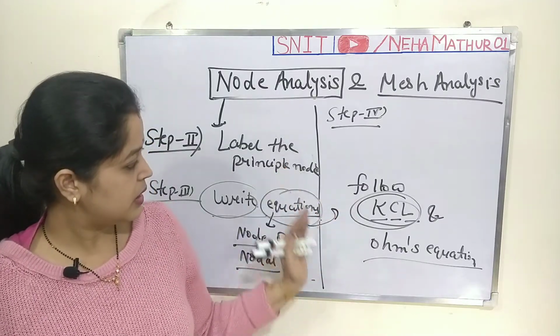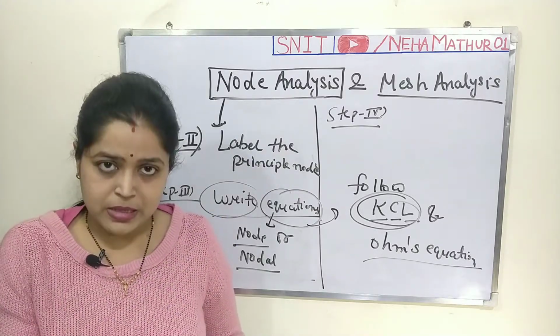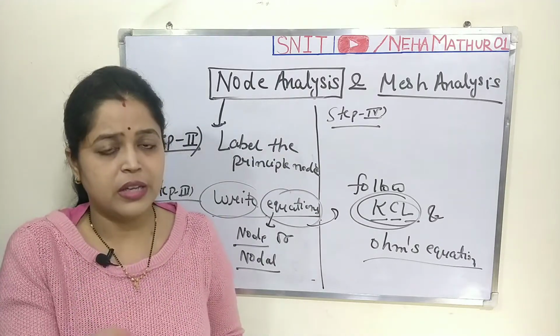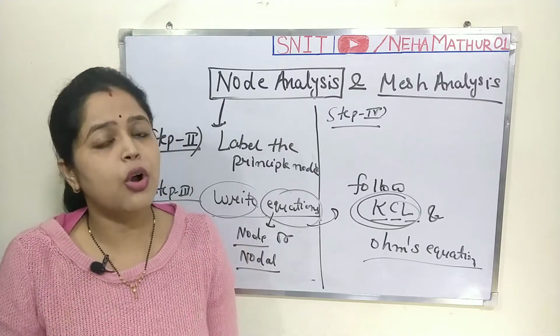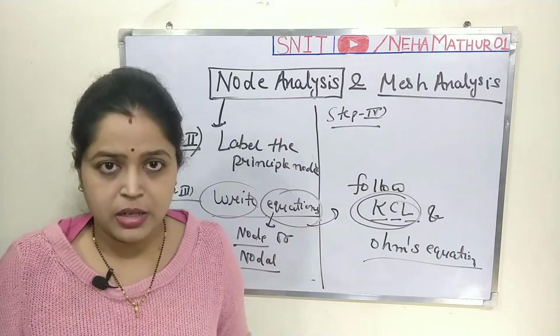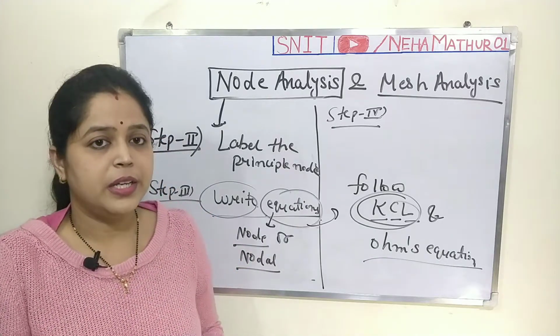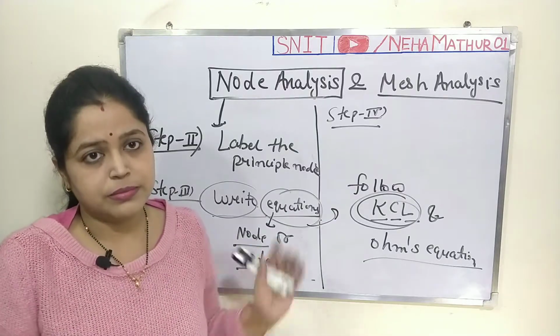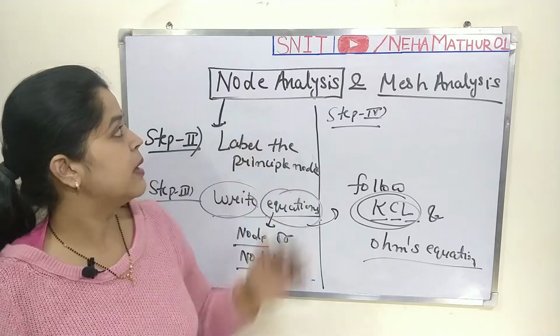So after these 4 steps, you have all the variables related to your electrical network in terms of voltage and current for any branch of the given network circuit. Now, as per the demand of the question, you can give your answer in terms of any variable which is asked by the examiner. This is the basic concept related to node analysis.